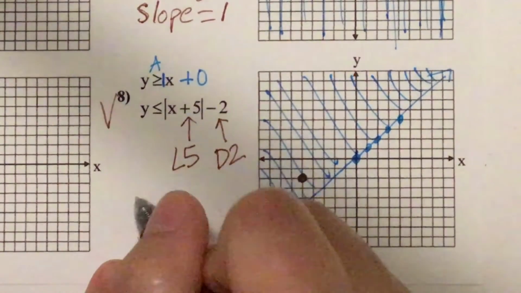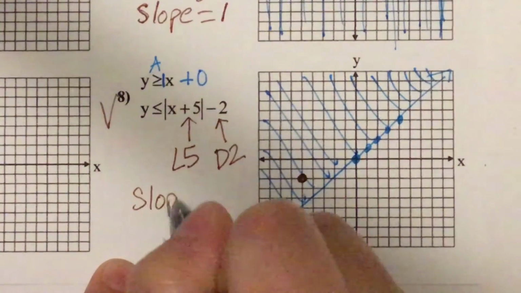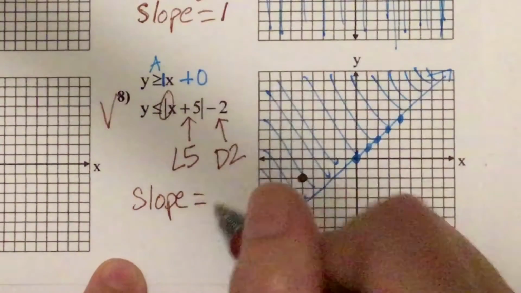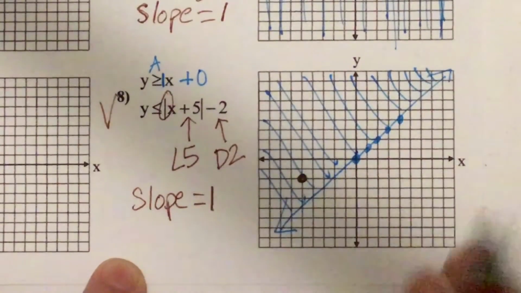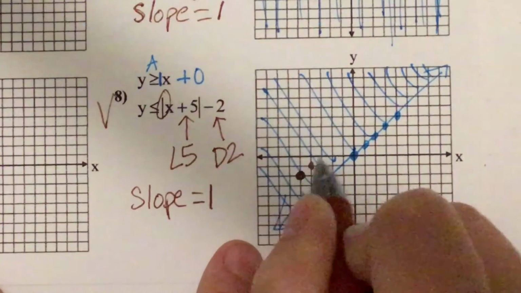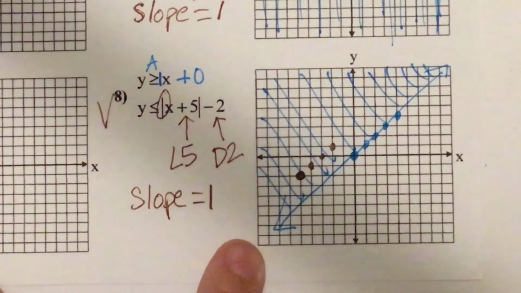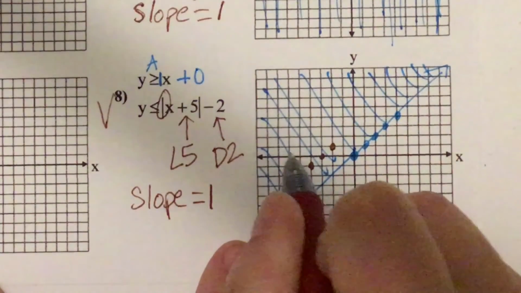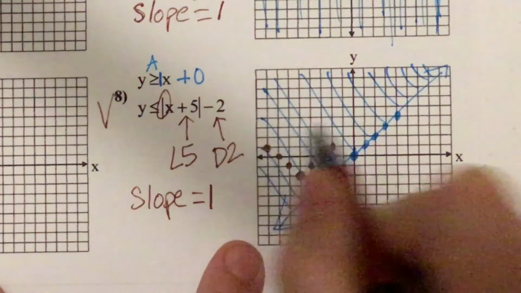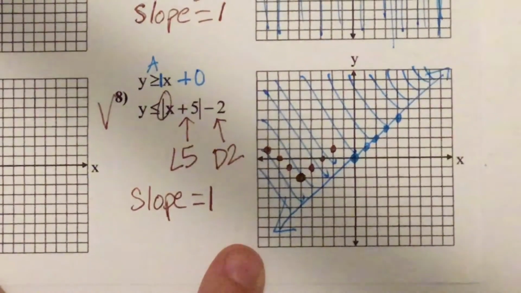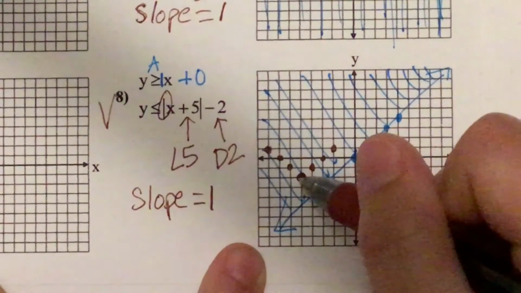Okay, now I need to know about my slope. And what's my slope? 1. There's nothing at all that you see in front of that X, so that's understood to be 1. So from the vertex, up one, right one, up one, right one, up one, right one. To get the other half of the V, go back to your vertex, up one, left one, up one, left one, up one, left one. Is it solid or is it dashed? It's got the equals, so it's solid.